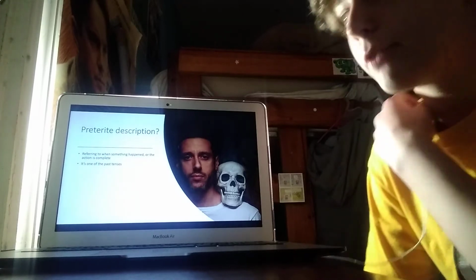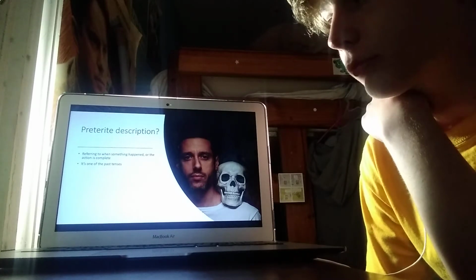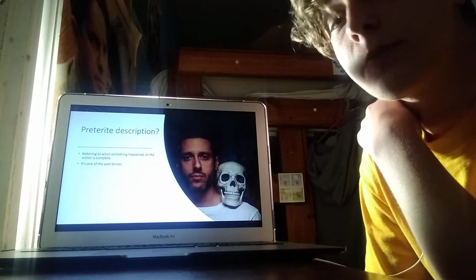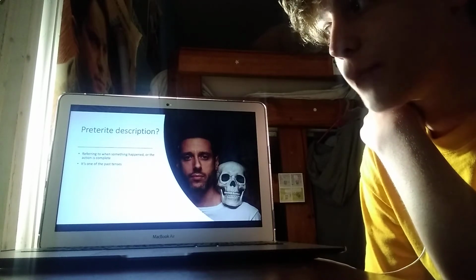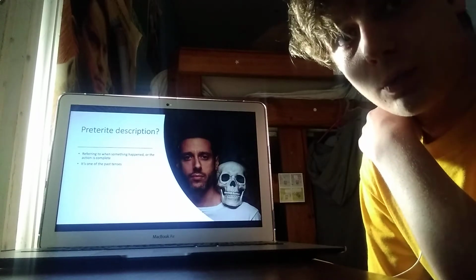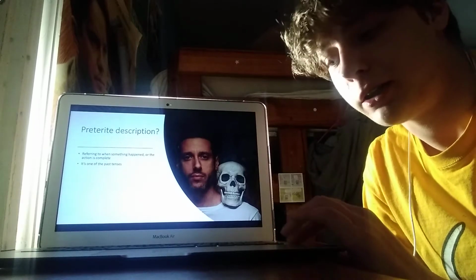So first we have a preterite description. The preterite refers to when something happened or when the action has passed or is complete. It is one of the many forms of the past tense in the Spanish language.